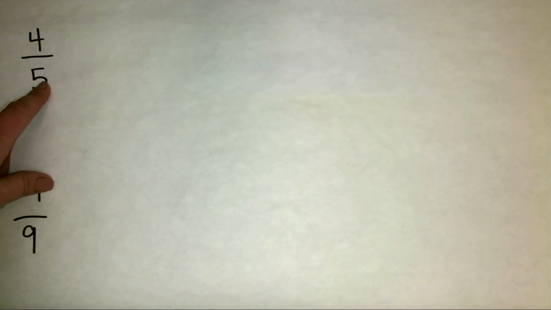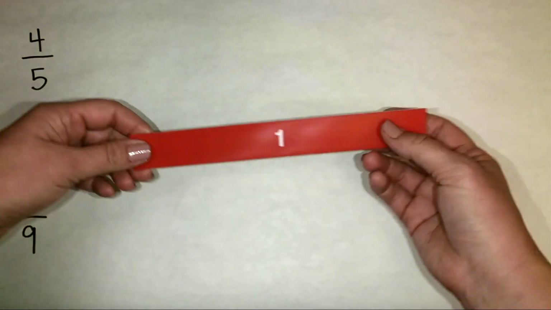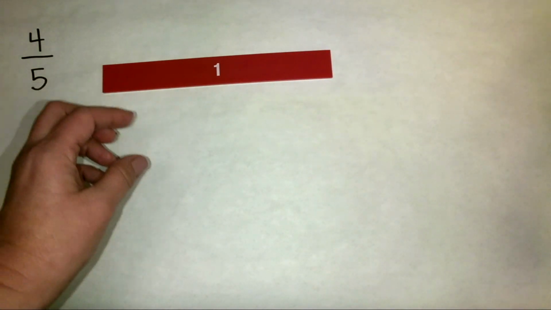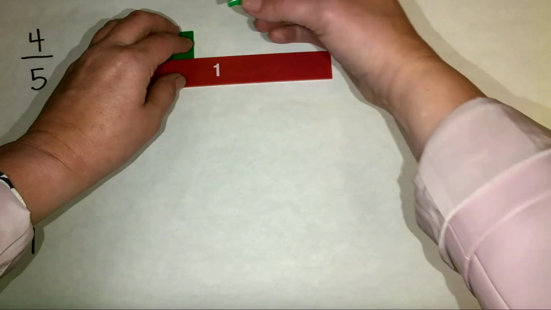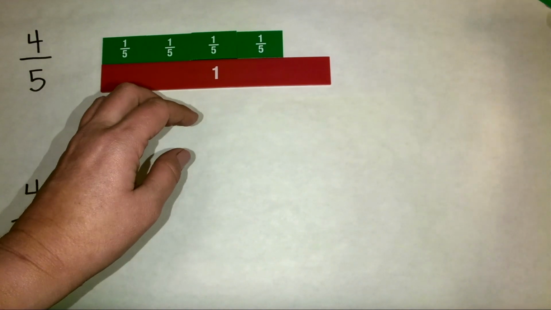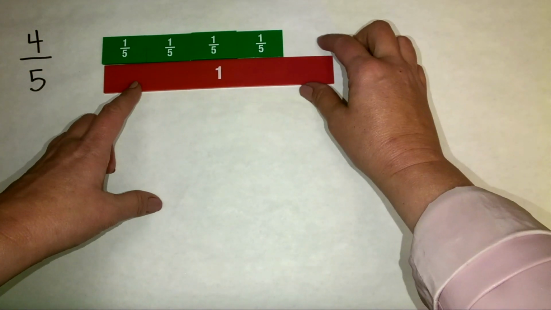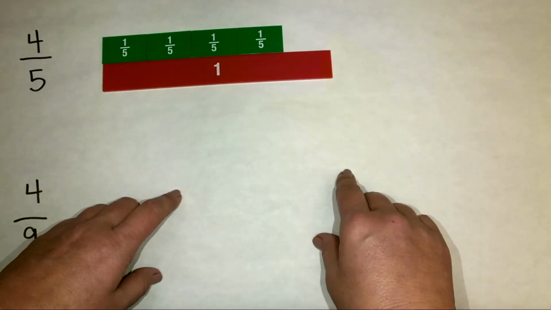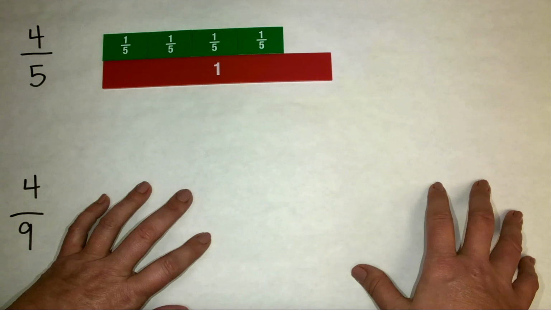Let's get started. Let's first show the fraction 4/5. If I'm doing that with my fraction tiles, I would show my whole, and then I would divide that whole into 5 equal parts. And then what I would want to do is focus on the numerator, which in this problem is 4, and then I want to show 4 of those 5 1/5 parts. So there I showed the fraction 4/5.